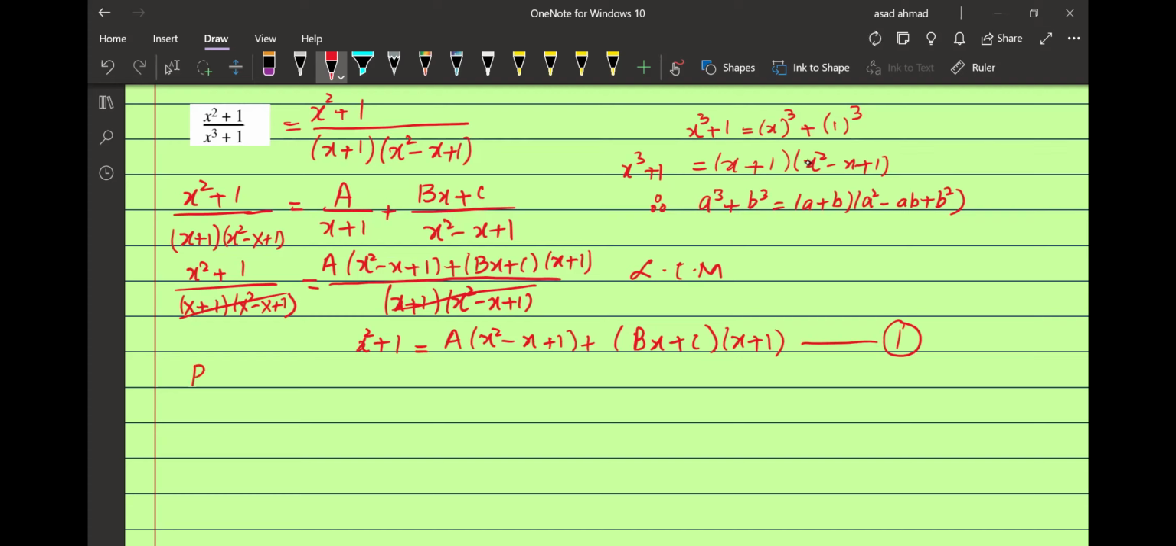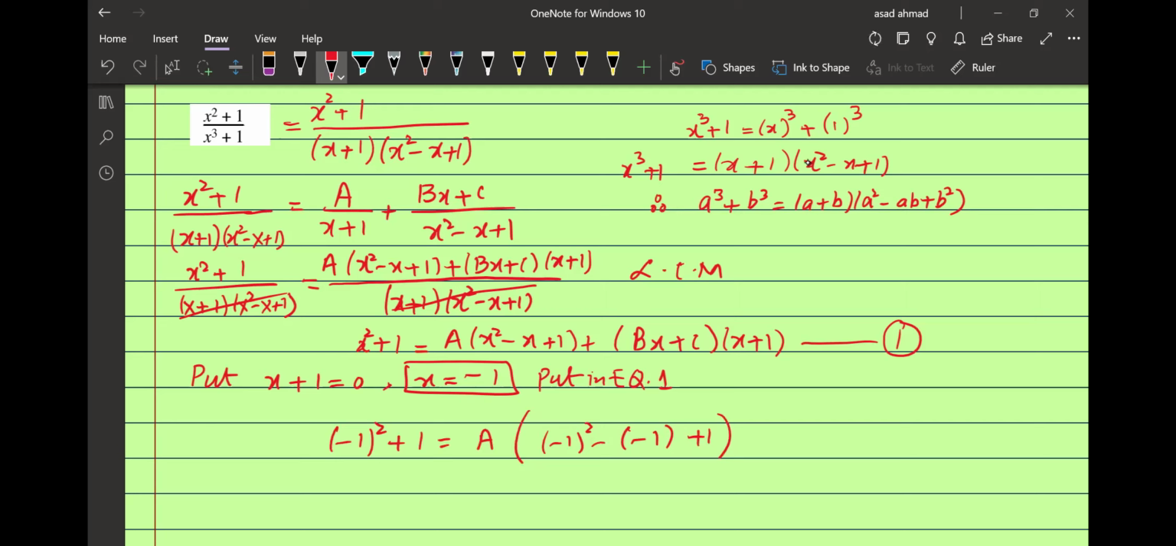What we will do, we will put x plus 1 equals to 0, and from here we will get the value of x equals to minus 1. So we will put it in equation number 1, and once we put the value of x equals to minus 1, one of the factors on the right hand side will become 0. So we have to carefully put the value of x, that is -1.